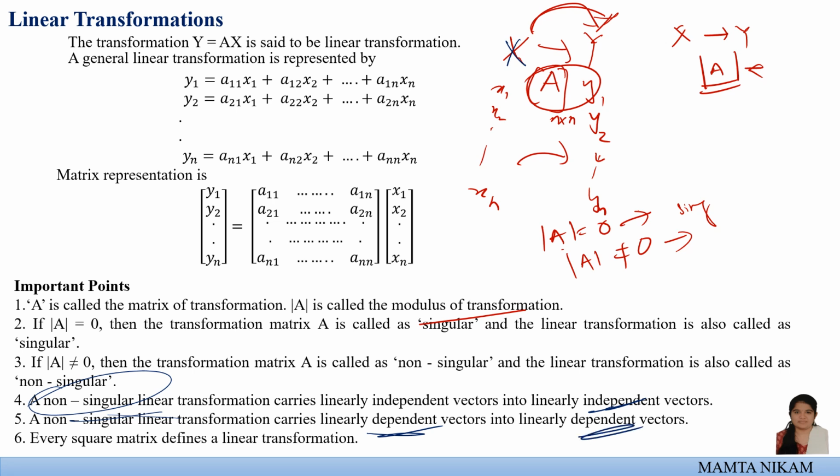And the last but very important point, that is every square matrix defines a linear transformation. Given whatever matrix A, B, अगर वो एक square matrix होगा तो वो linear transformation define कर सकता है. ठीक है. So this was, what is linear transformation in short. We have discussed a few points. Let us discuss examples on it.